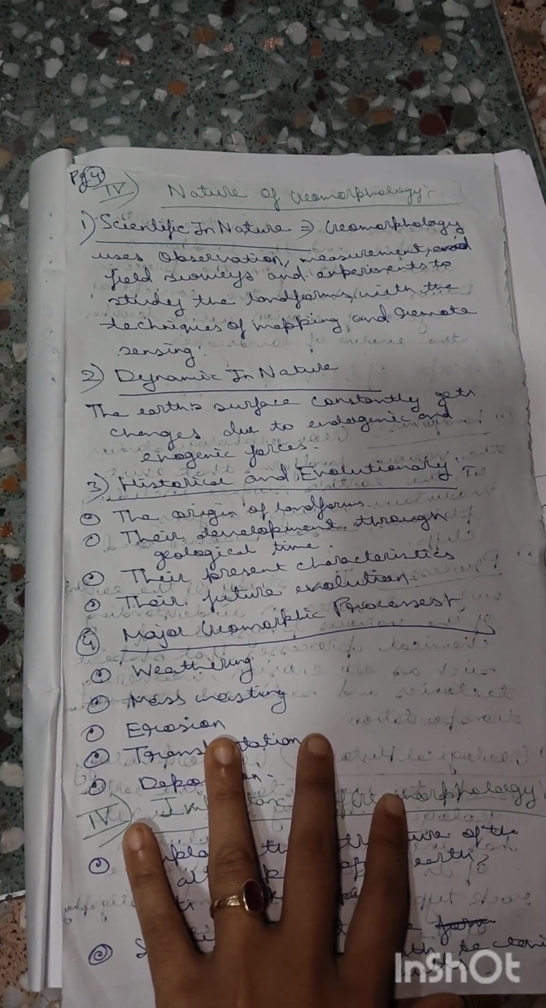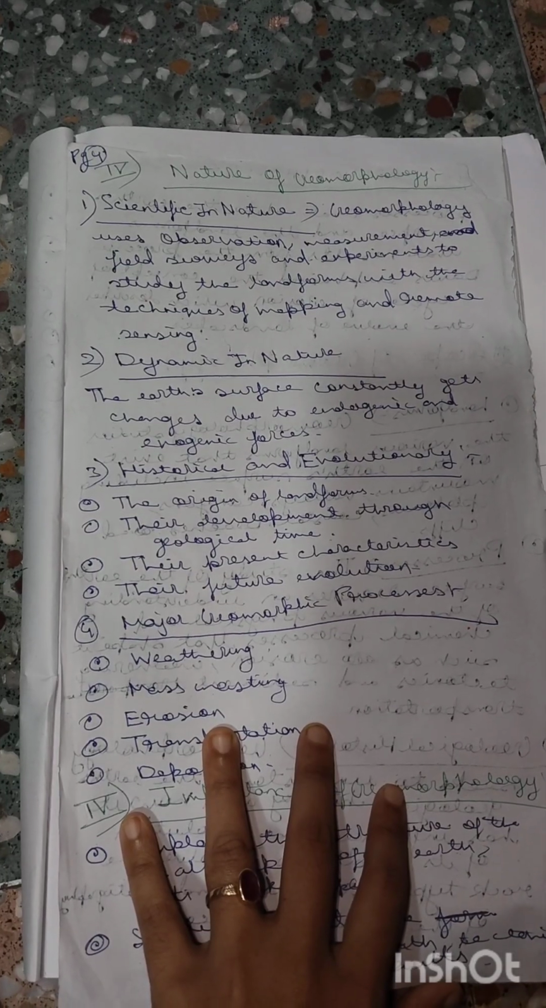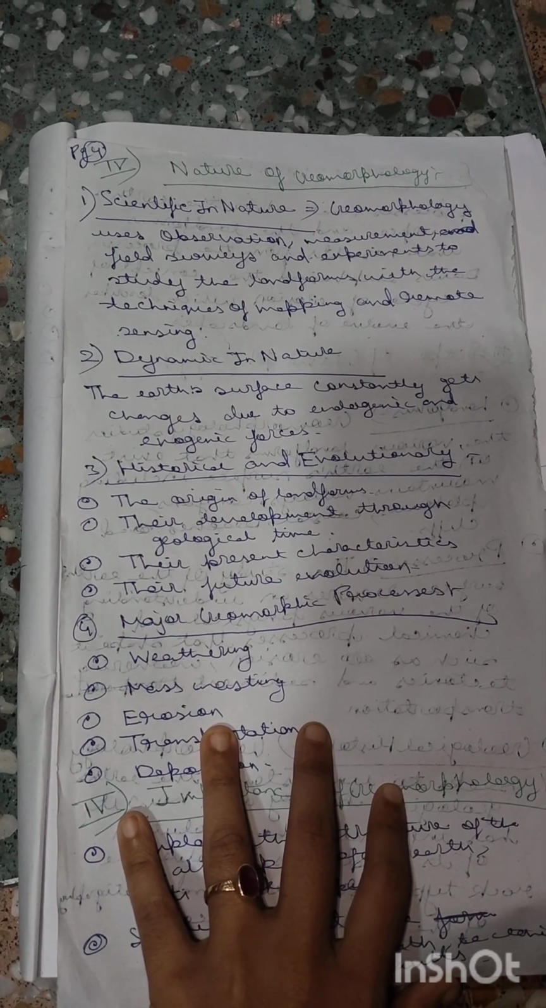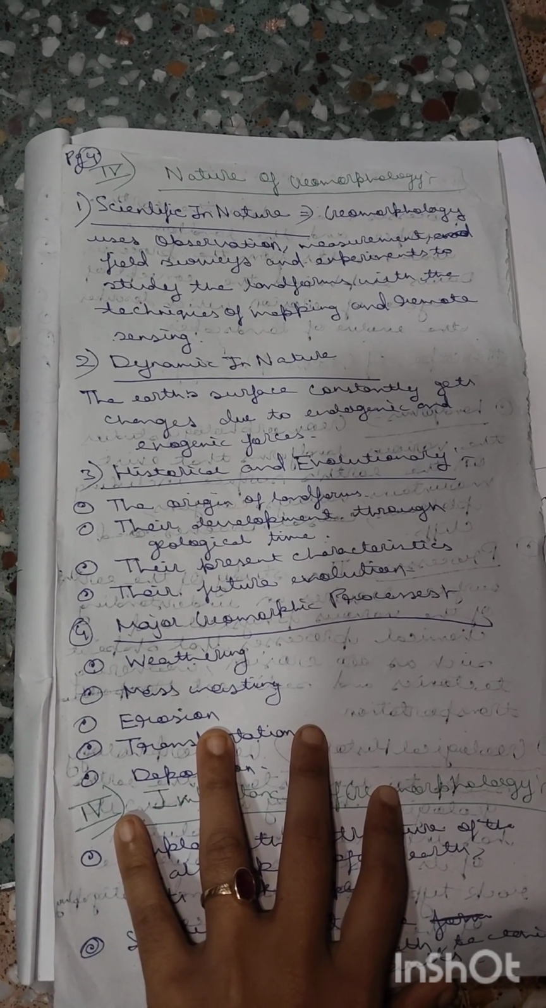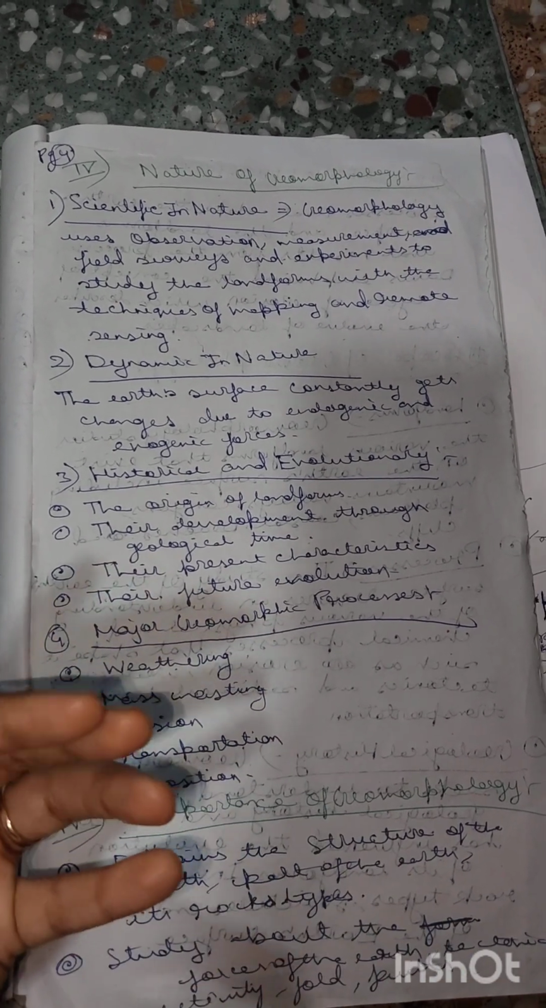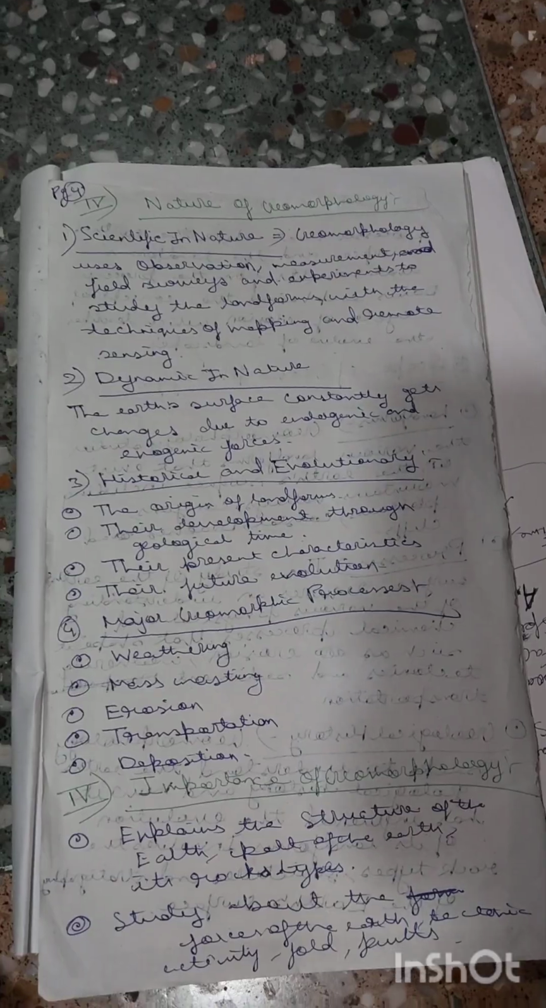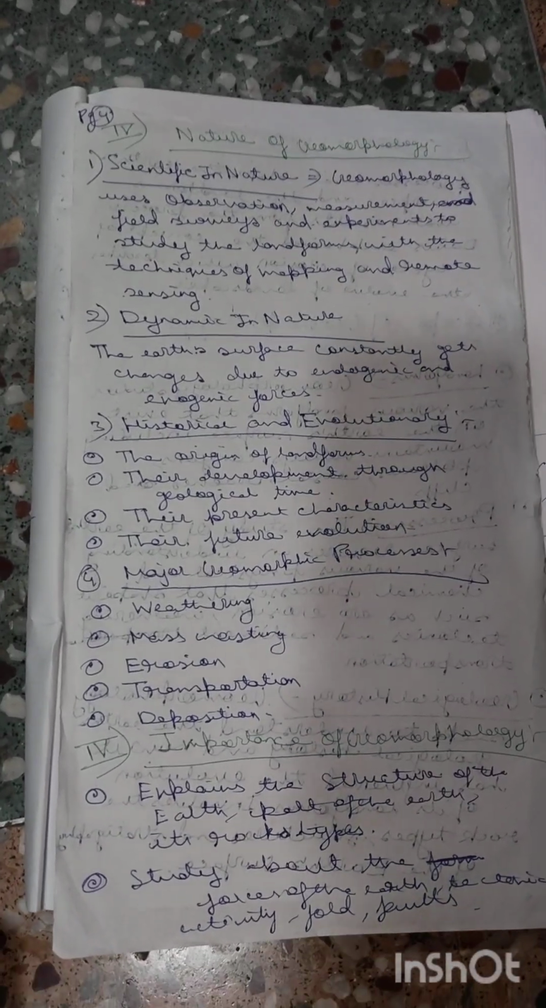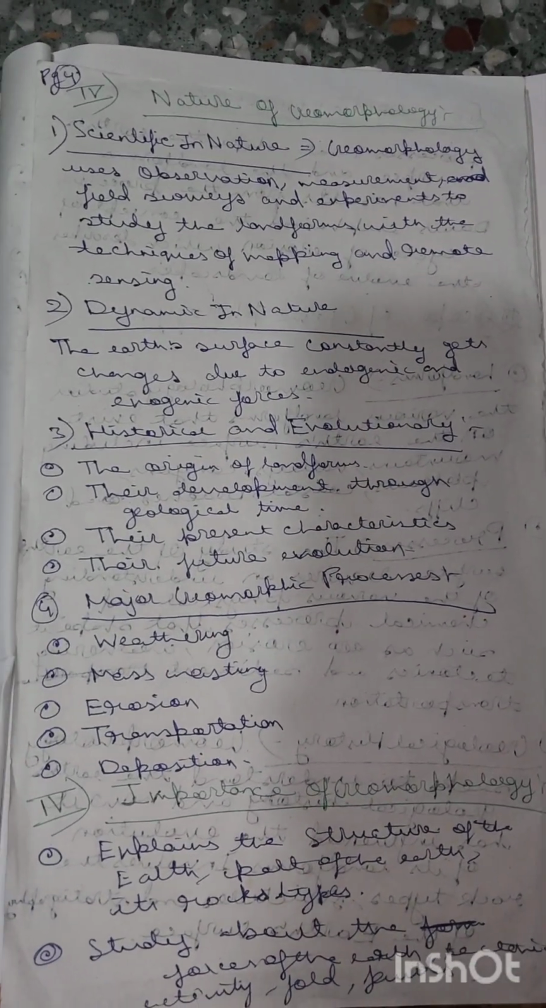Nature of geomorphology: scientific in nature, because after the observation, after the field survey, after the measurement, we study the landforms, and after studying that, mapping is done through remote sensing or GIS processes.